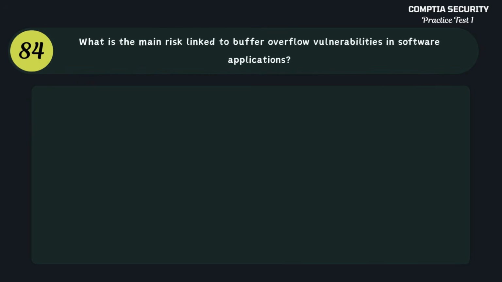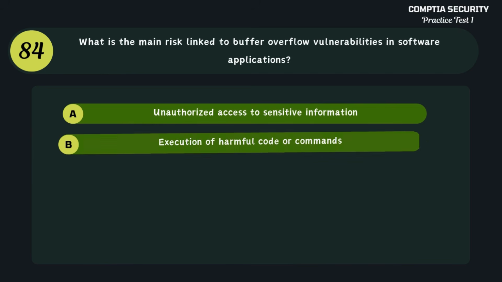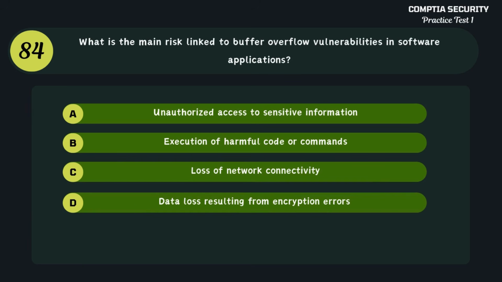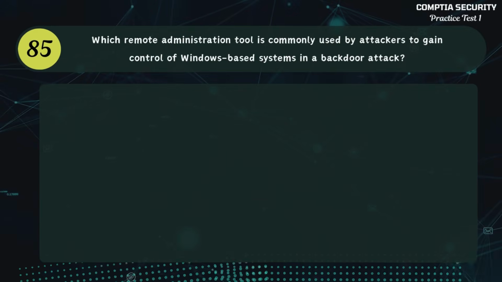Question 84. What is the main risk linked to buffer overflow vulnerabilities in software applications? A. Unauthorized access to sensitive information. B. Execution of harmful code or commands. D. Data loss resulting from encryption errors.